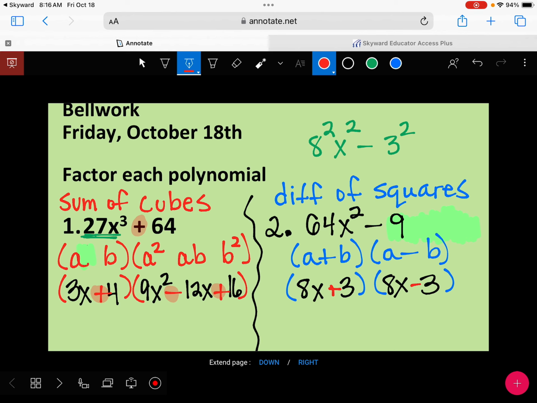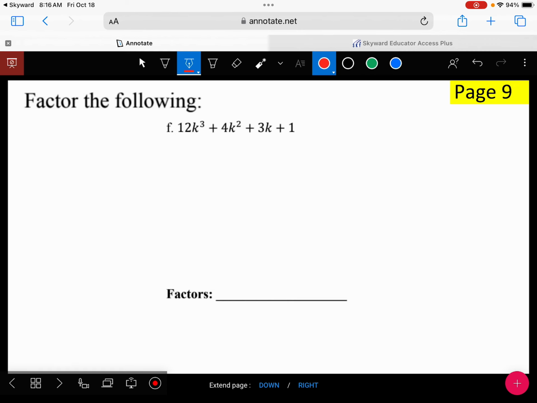So we're going to pick up where we left off yesterday. So in your notes, go to page 9. We're going to finish out factoring today. Homework 2 is due on Monday. So page 9, look at letter F. We're skipping a little bit around.